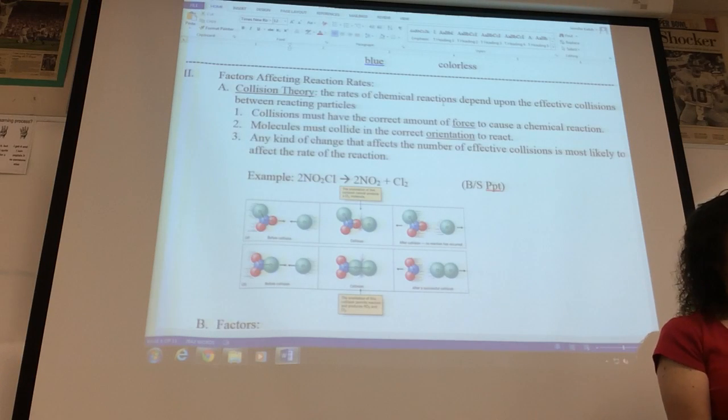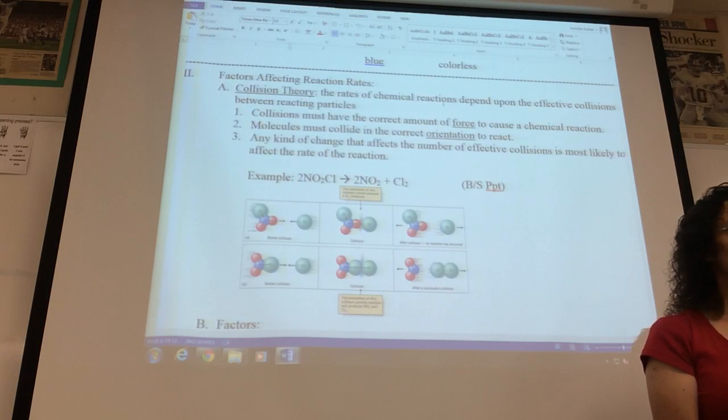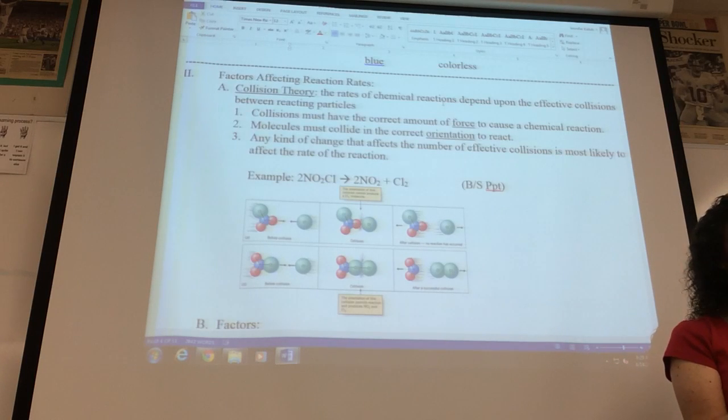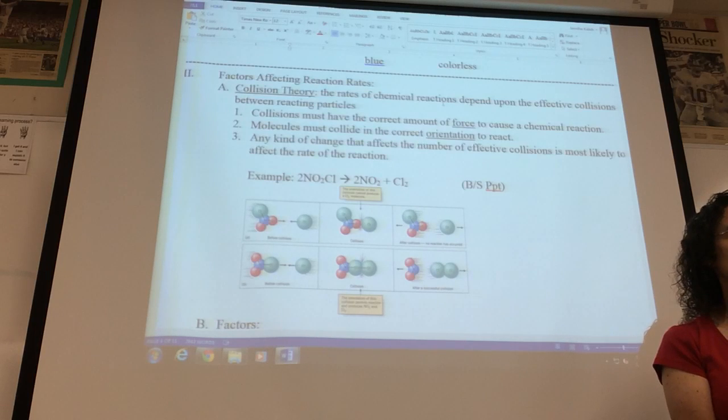All right. So that's what I figured. So, enough force and proper orientation. And you can apply this to molecules as they react. Anything that increases the likelihood of an effective collision, one that has enough force and the molecules are oriented properly, is most likely going to affect the reaction rate.